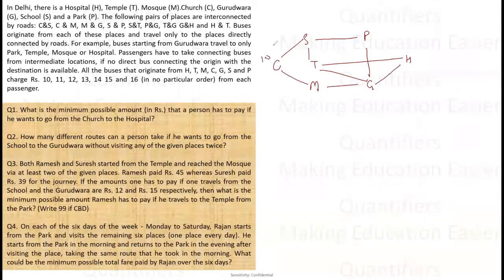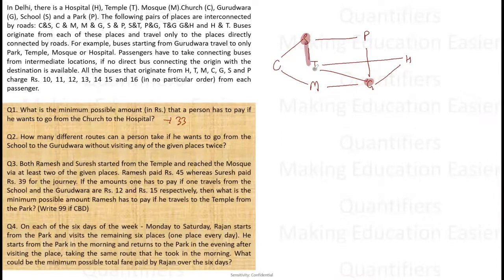I will assign them, let's say 10, 11, and 12 as less as possible. So the minimum that I have to pay is 33 rupees. A very straightforward question, right? Okay. Second, how many different routes can a person take if he wants to go from school to Gurdwara without visiting any place twice? So from school to Gurdwara, right? School to Gurdwara without visiting any place twice.